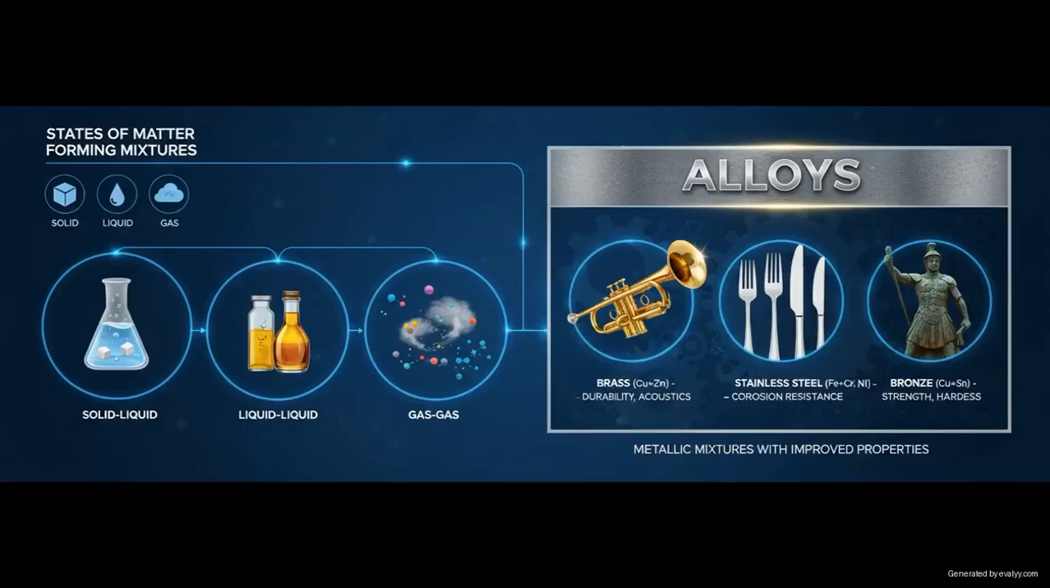Mixtures can also be categorized based on the states of matter of their components, such as solid in solid, solid in liquid, or gas in gas. For instance, brass is a solid in solid mixture. An important type of solid in solid mixture is an alloy, which is a mixture of metals, sometimes with other substances, designed to have improved properties. Examples of alloys include steel, stainless steel, bronze, and brass.